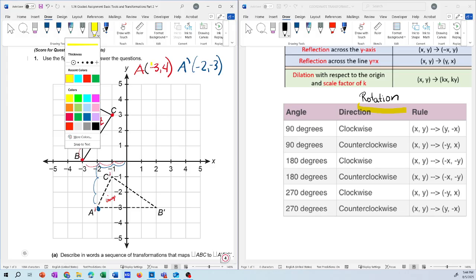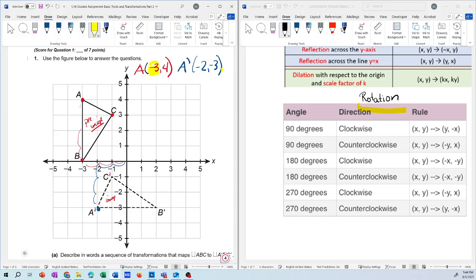So we have to take a look at what coincides. We have the -3 and the -3 on A prime, and they switched the order. So we have to take a look at which rule coincides with that. And the 4 and the -2 mean that there's another transformation that happened after that rotation. So there are two transformations that happen. I already helped you with this. There is a rotation, and I'm going to explain the rest.